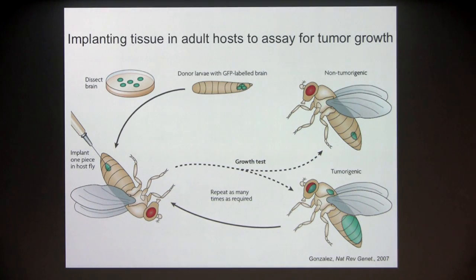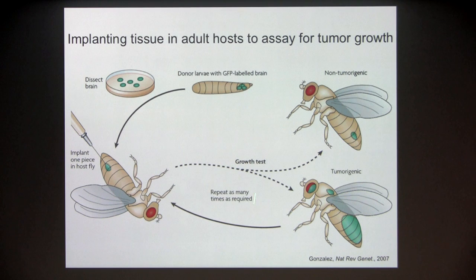So one of the gold standard assays for how we assay tumor growth in Drosophila is that we label the brain tissue in this case, but this can also be other types of tissue in Drosophila. We label with a GFP. Then we take this tissue from the larvae, dissect, and cut into pieces. Then we take very small needles and inject into the abdomen of the fly.